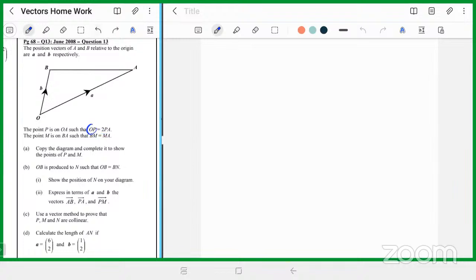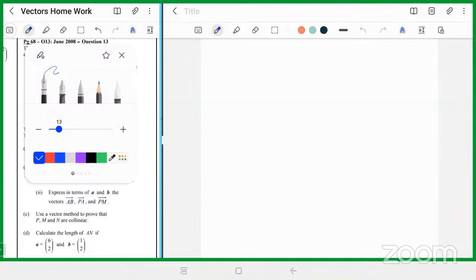Notice O to P is a long piece, PA is a small piece. So OP has 2 PAs in it. So the line is broken down into 3 parts, the 1/3 relationship. So P is somewhere up here, like the line is broken down into 3 parts like this. And P is right here. See this PA, OP has 2 of it in it. OP is 2 PA. So this is a good indicator of where P would be.